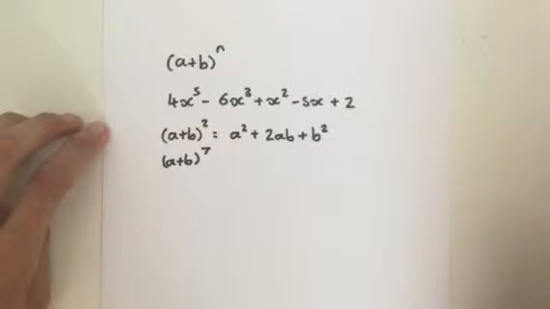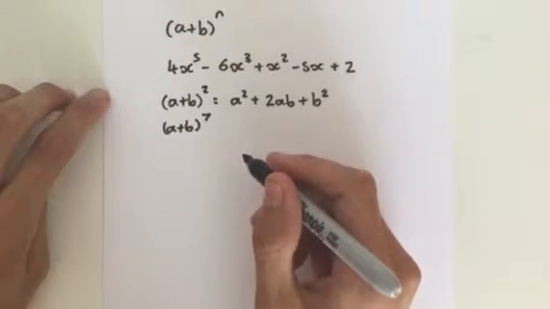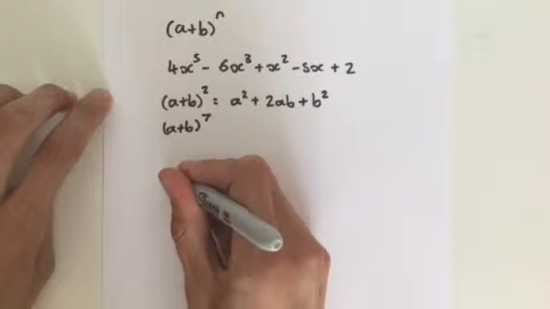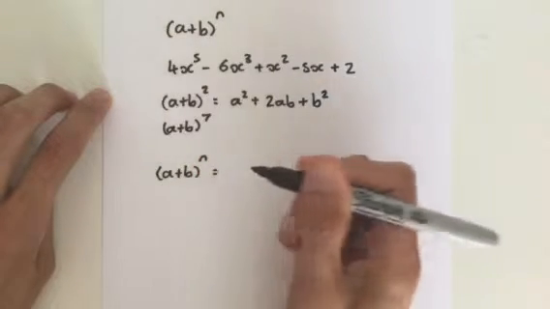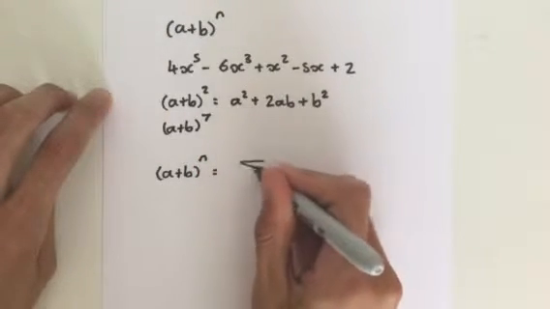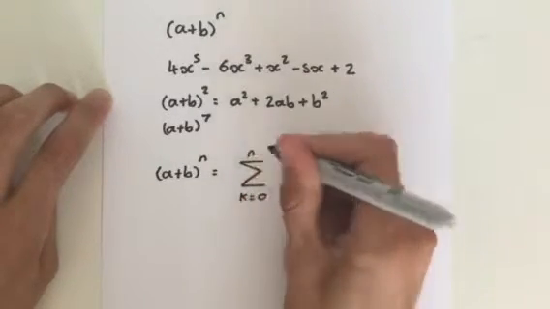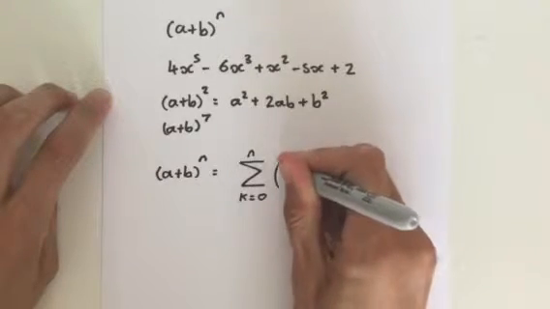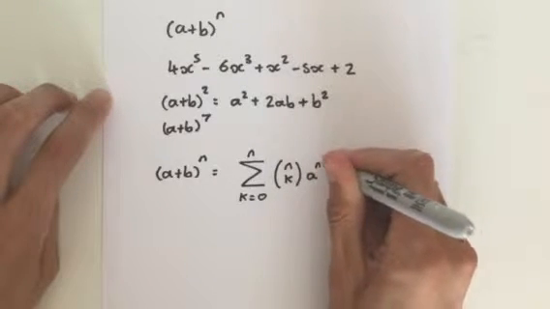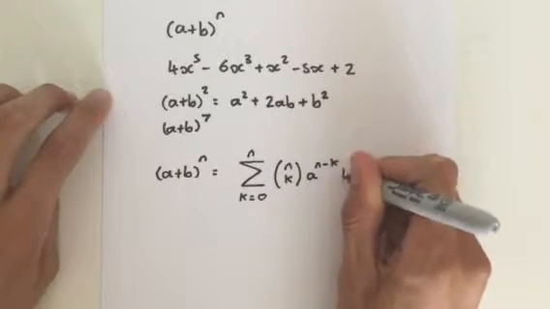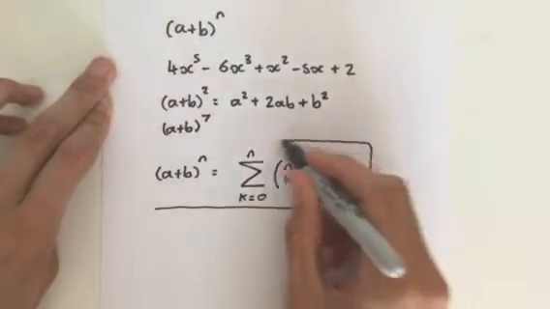The important formula you will need to know to tackle these harder problems is this one. We have a binomial, a plus b, and we raise it to the power n. The formula goes like this. We take the sum as k equals 0 to n of n choose k times a to the power n minus k times b to the k. So this is the important formula here.